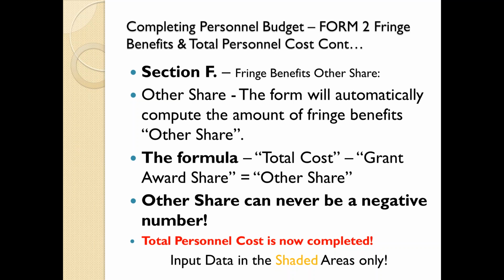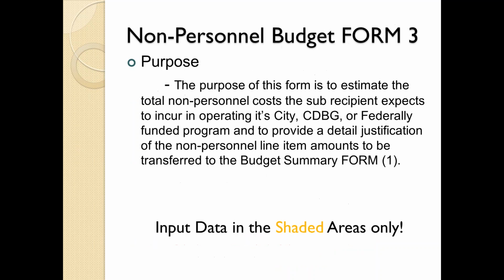So when we're looking at Form 2 now, anywhere we have a budgeted total cost, all yellow shaded areas should have data input, and there should also be either a 0 as the grant award share or an amount listed as grant award share. So with personnel being complete, we move right on into the non-personnel form.